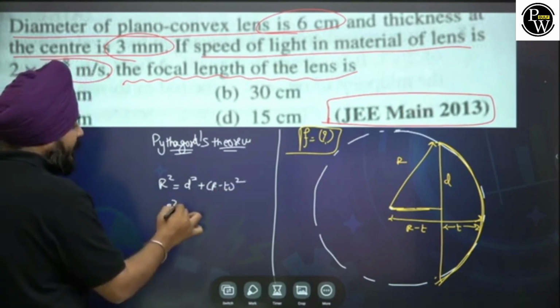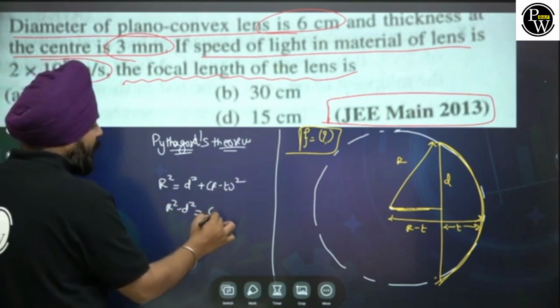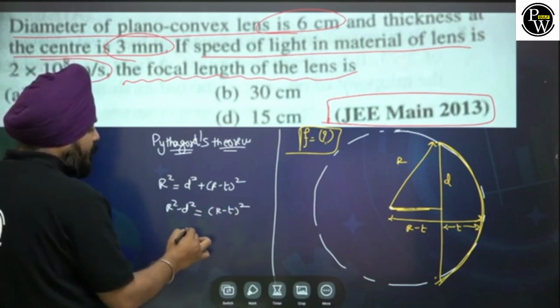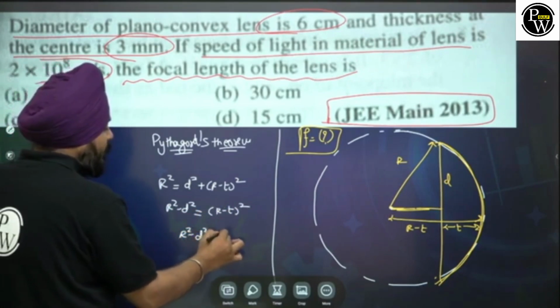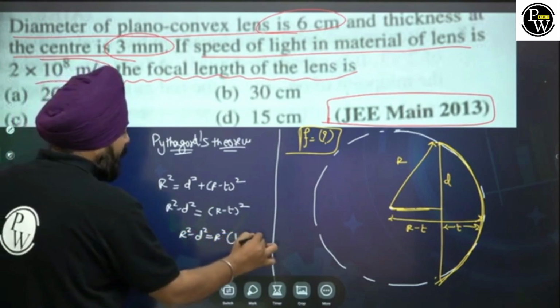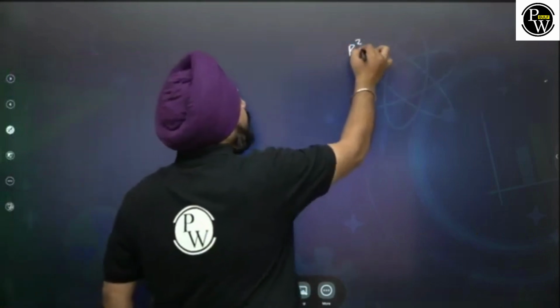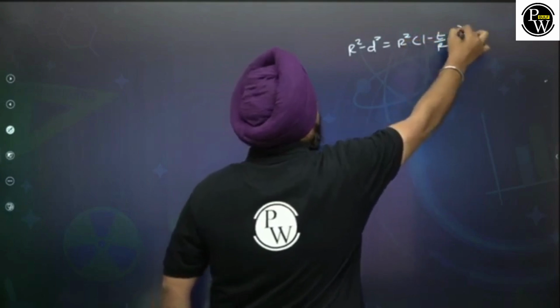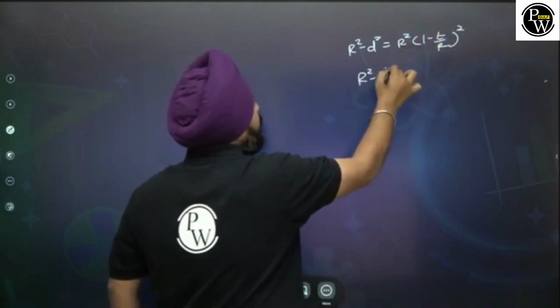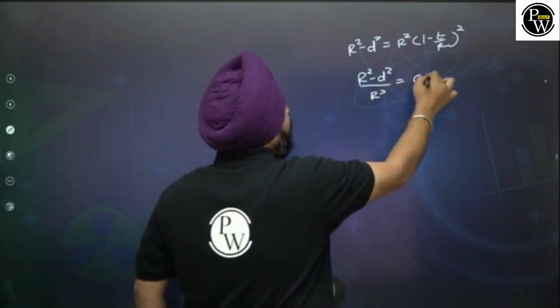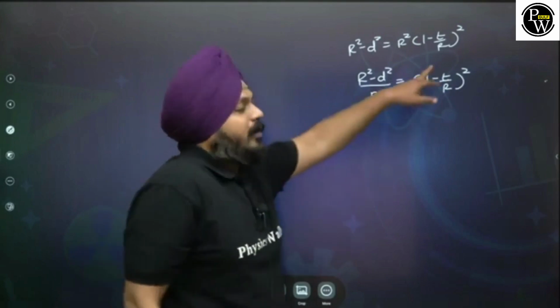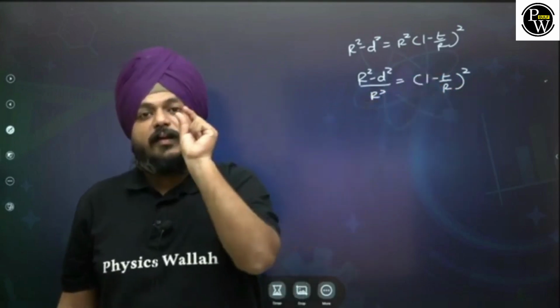On rearranging the terms, I get R square minus D square equals (R minus T) square. Keeping R common, R square minus D square equals R square times (1 minus T by R) whole square. So (R square minus D square) divided by R square is (1 minus T by R) whole square. Now here the thickness is in mm.